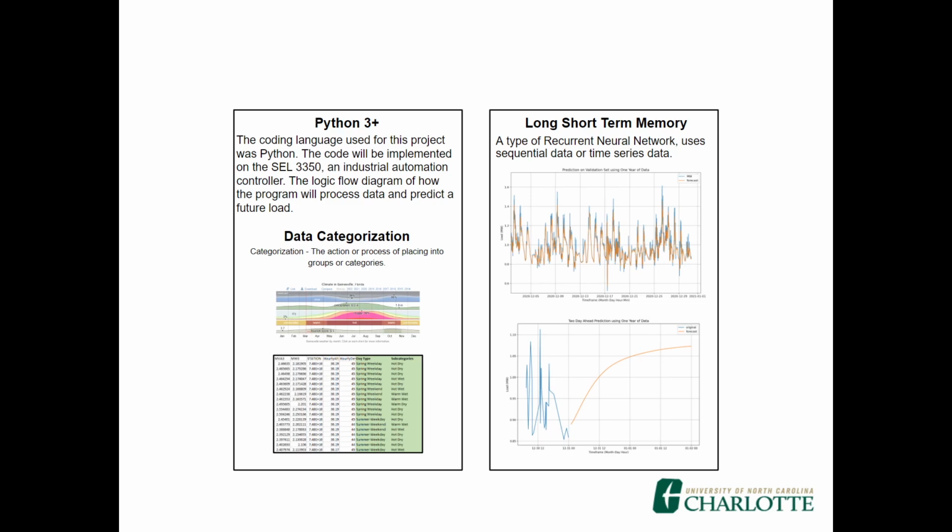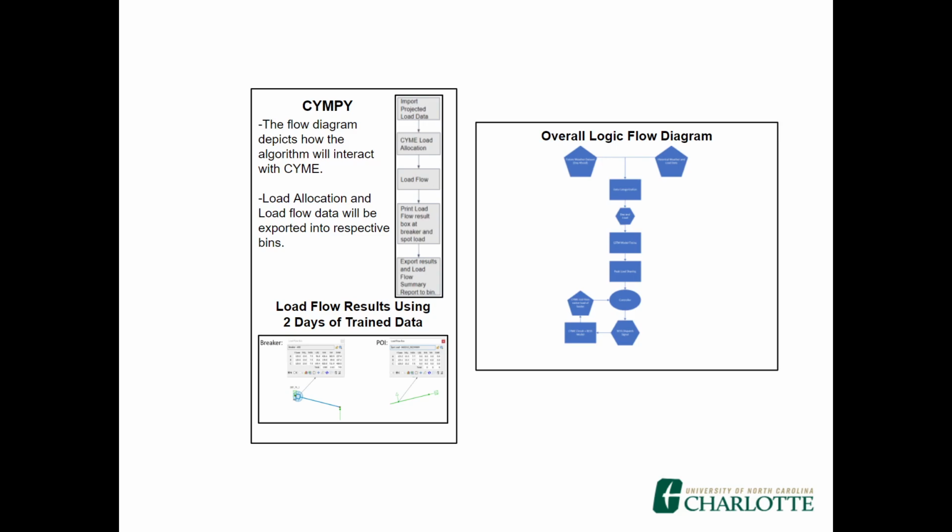For SymPy application, the goal is to automate the load allocation and load flow process. The intention is to have the algorithm project the load and have the projections imported into the SymPy script. SymPy will run the load allocation, and shortly after, load flow will be run at the feeder breaker and at the point of interconnection. The load flow summary report will be exported along with the load flow results into a designated report bin.